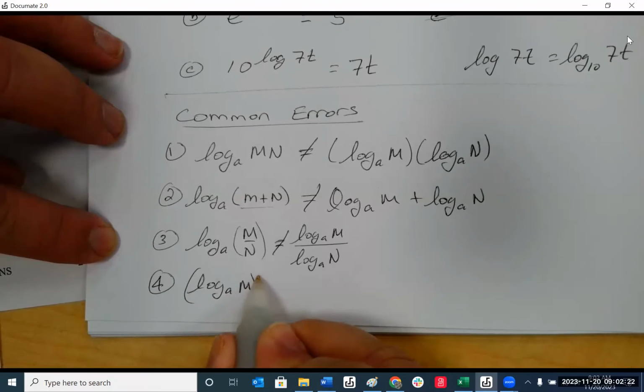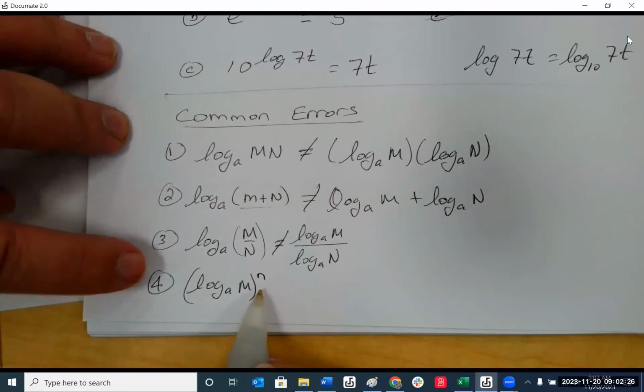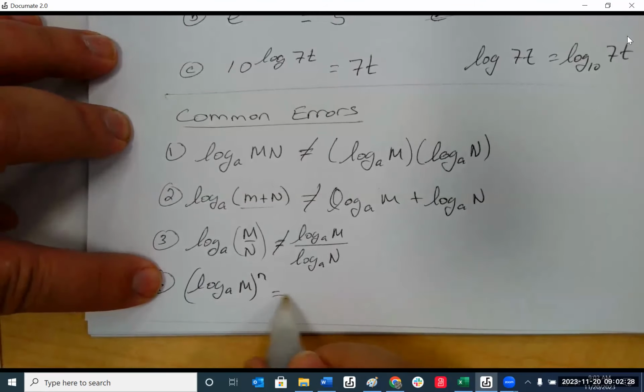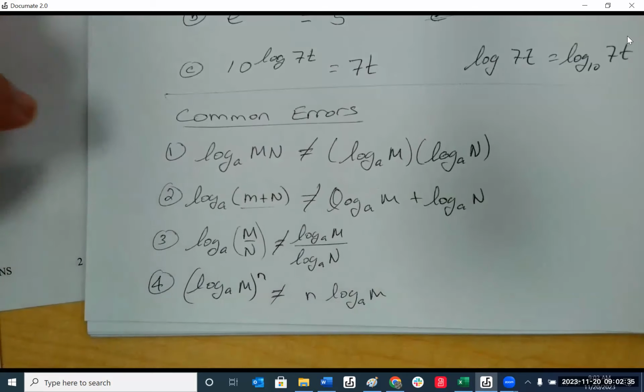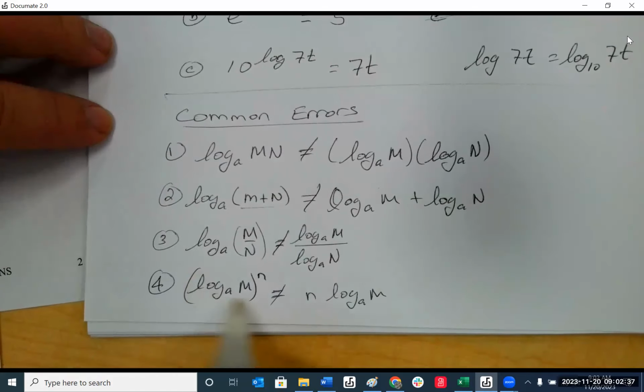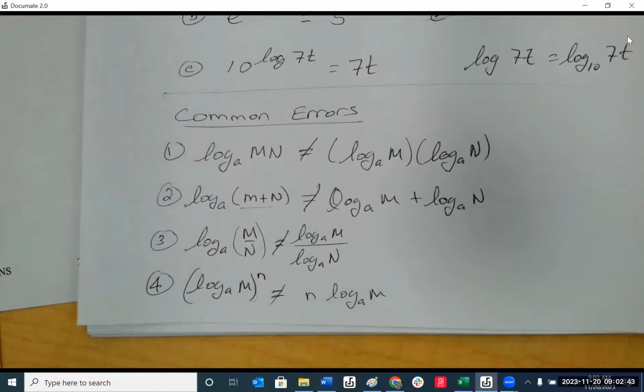Log base A of m, the whole thing to the power n. That's not the same thing. If the log is inside of parentheses raised to a power, you cannot do the power rule.